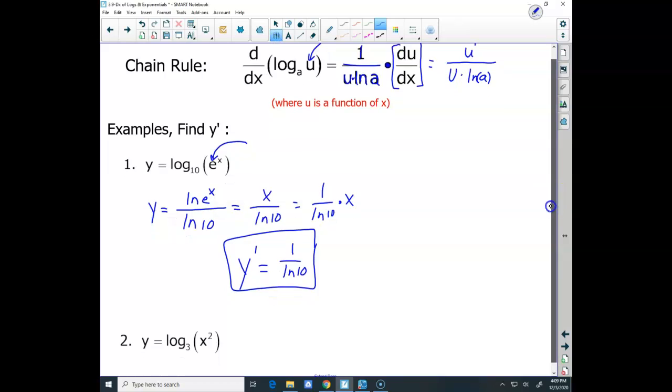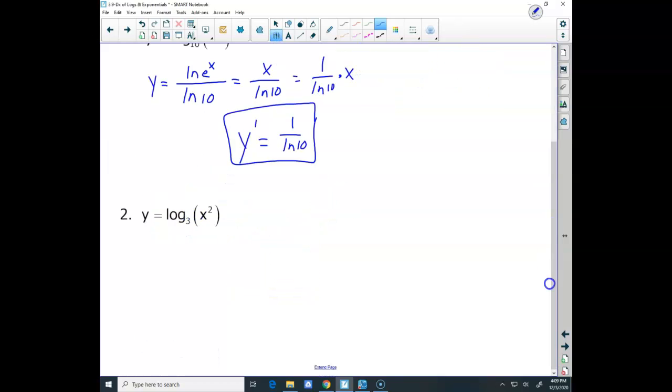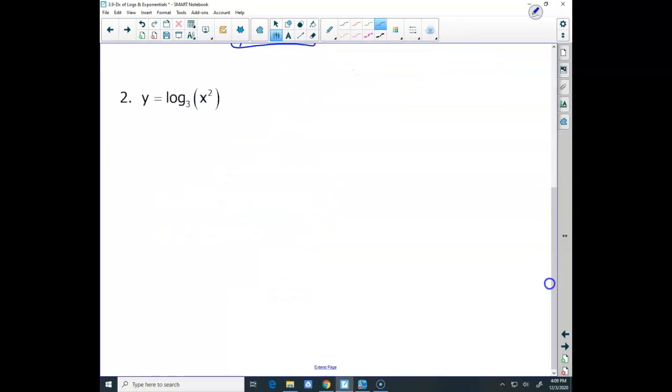And let's see what else we got here. We should have a couple more examples. So how I would recommend you do this, personal preference, I would redefine this as the ln of x squared divided by the ln of 3. I would change that base so that it's really y equals 1 over ln 3, which is my constant, times my ln of x squared.